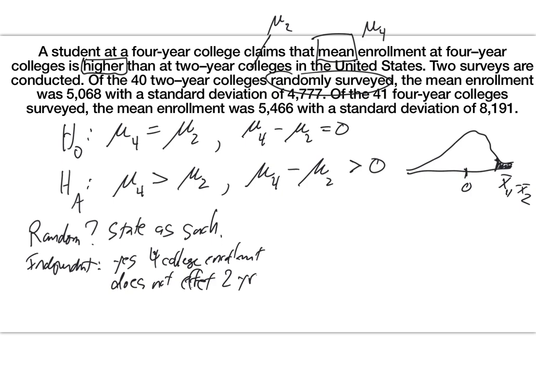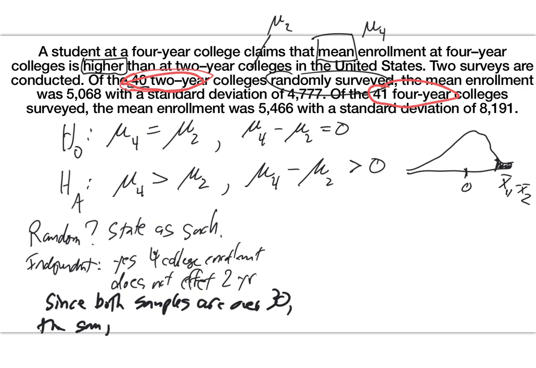Normality. Let's see. We had a sample size of 40 for two-year colleges, and 41 of the four-year. Since both samples are over 30, the sampling distribution is normal.